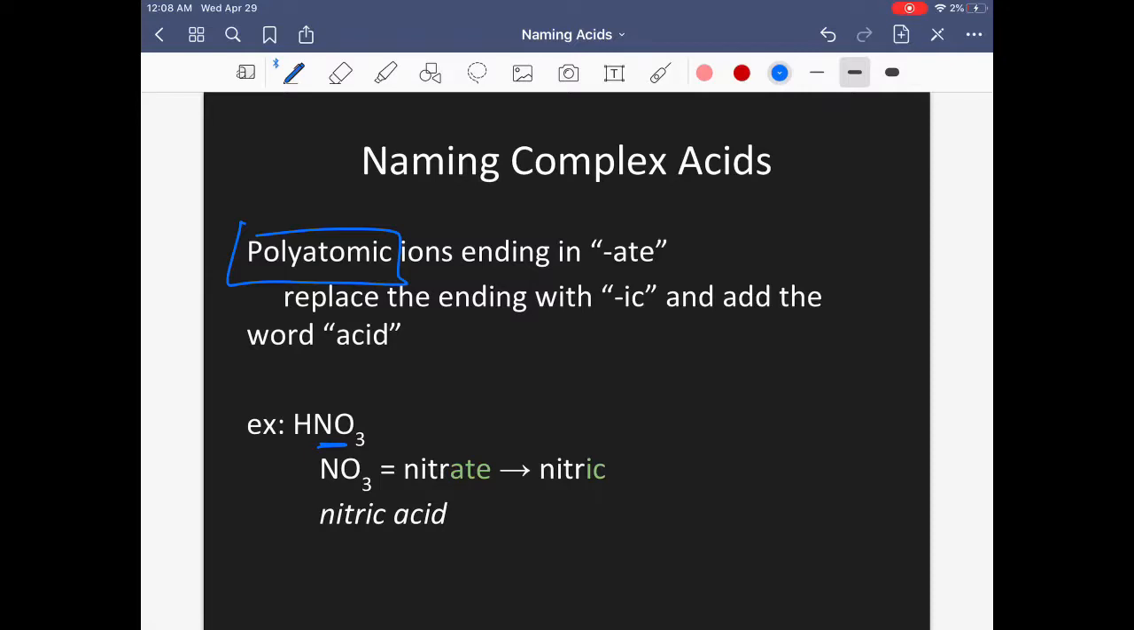So for any of those ions that end in the suffix -ate, we are going to replace that with -ic and then add the word acid. If you look down here at the example, we have hydrogen and nitrate. So nitrate, we're going to take that ending -ate and change it to -ic. Then you get nitric and then add the word acid: nitric acid.